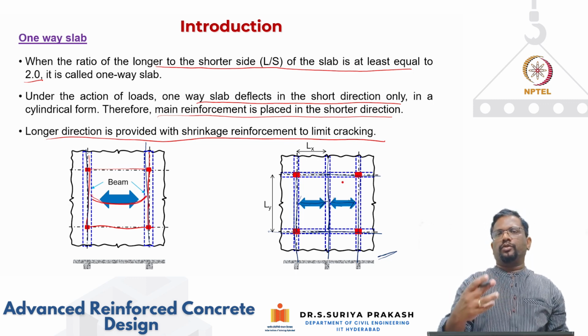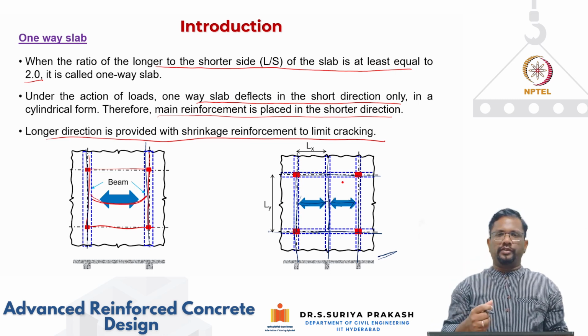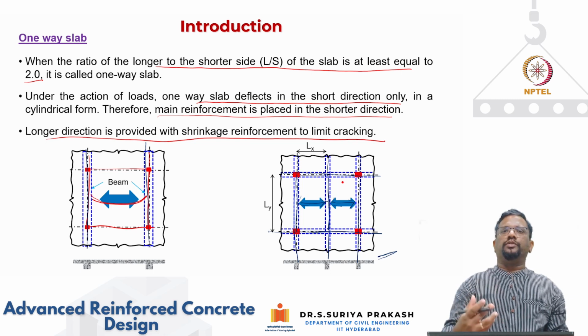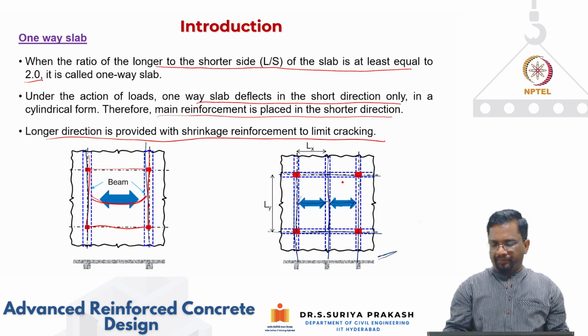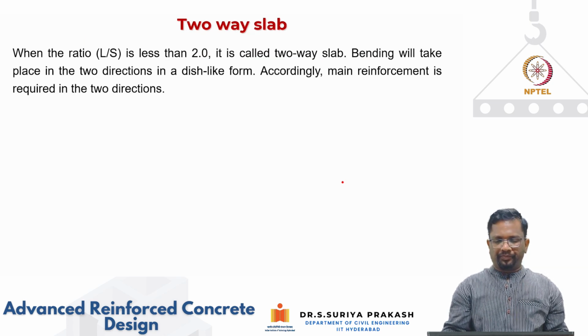It doesn't mean that it's not going to bend in the other direction, but the curvature in the longer direction is going to be very small. So that is going to produce very small moment. So this is the way we differentiate between one-way bending and two-way bending of a slab.